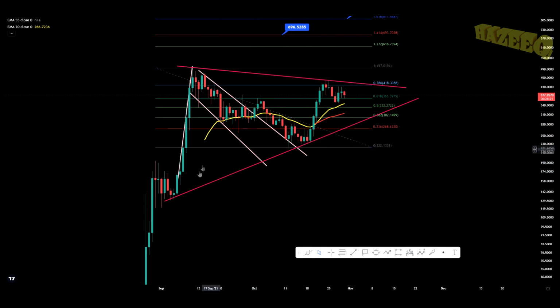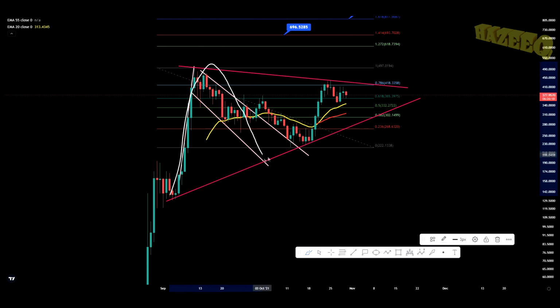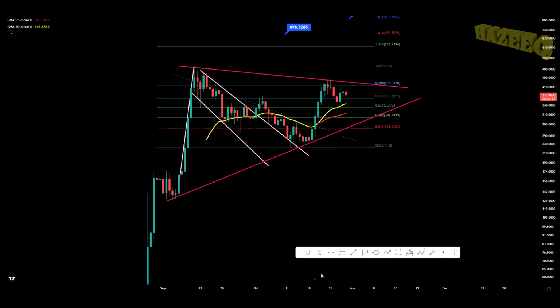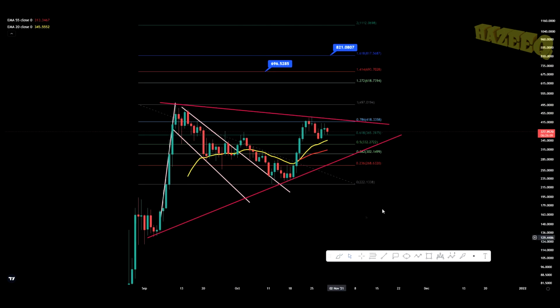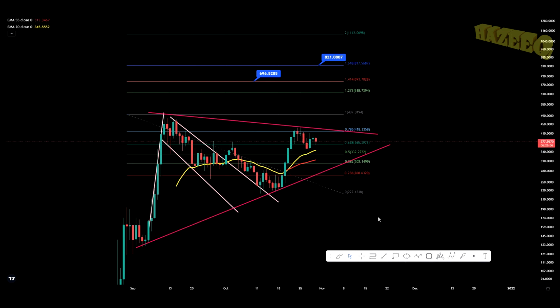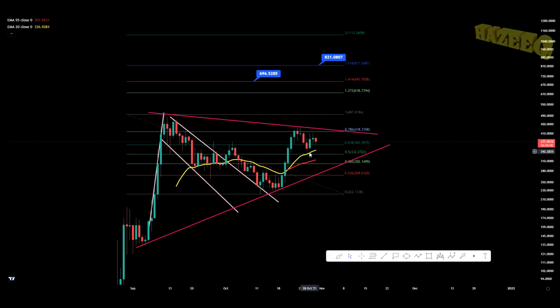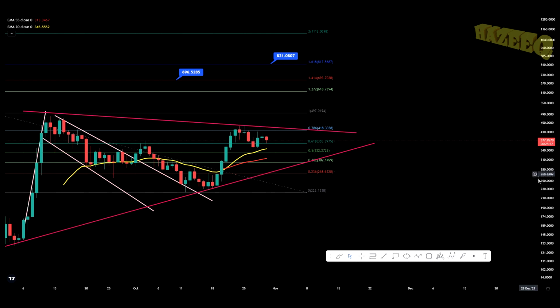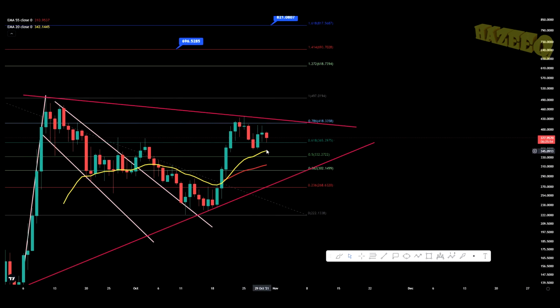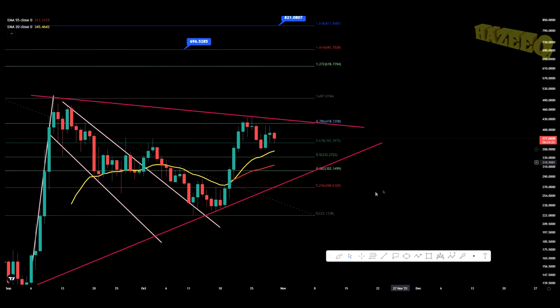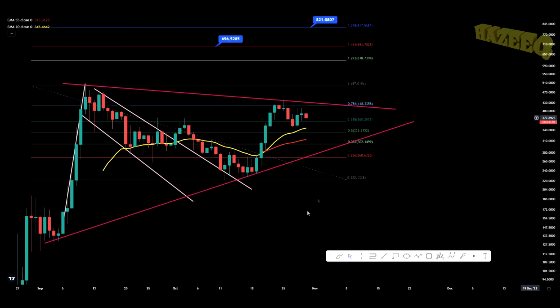Next up, you can see that we are in a symmetrical triangle over here, in this large symmetrical triangle, and a lot of projects have already broken out of those triangles, and we're looking for Moonriver to do the exact same thing. Right now, we're hovering above the golden ratio, which is very, very good. We're holding the golden ratio as support. You may see a little pullback, right? You may see us get back down to the 20 EMA, so you may have some buy orders set up on Moonriver for the 20 EMA touch. That would be somewhere around $345.